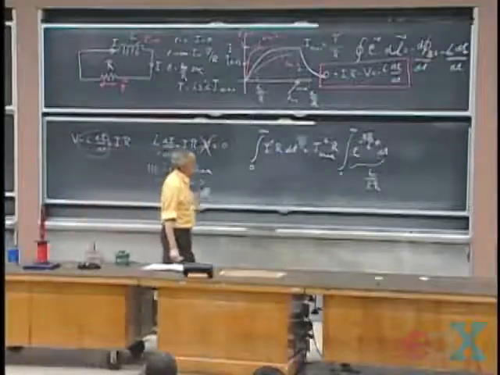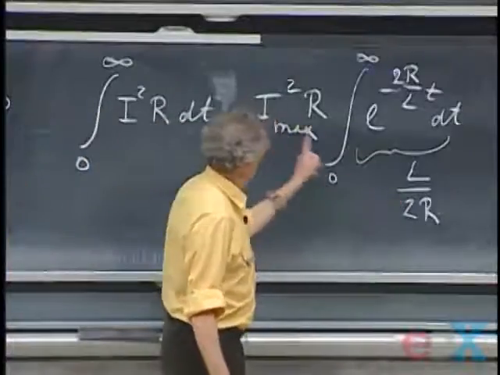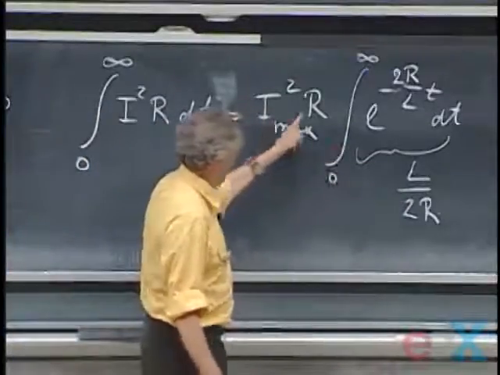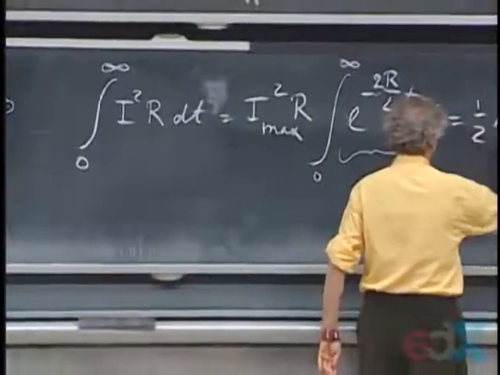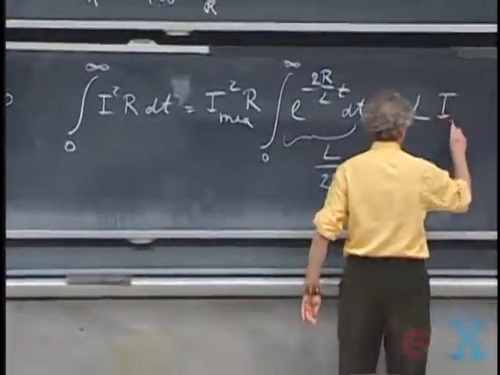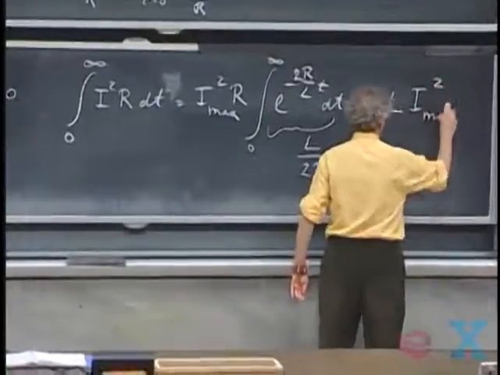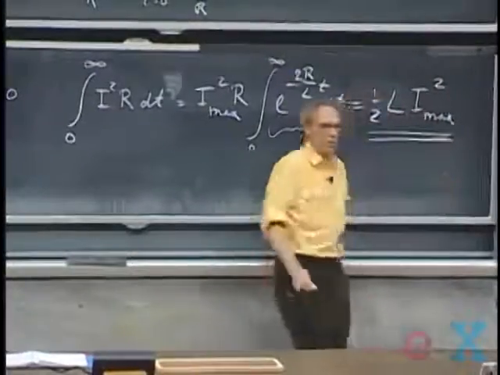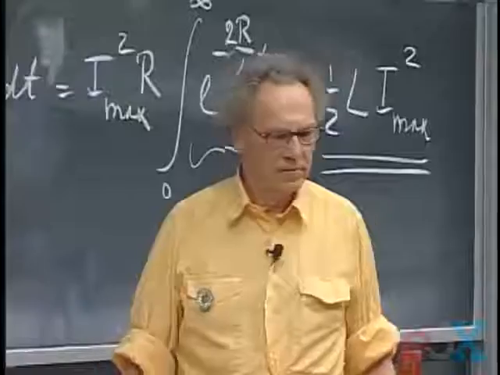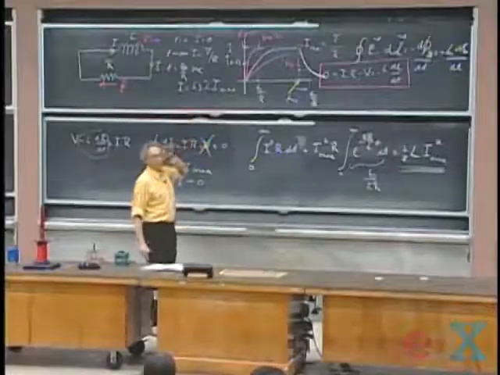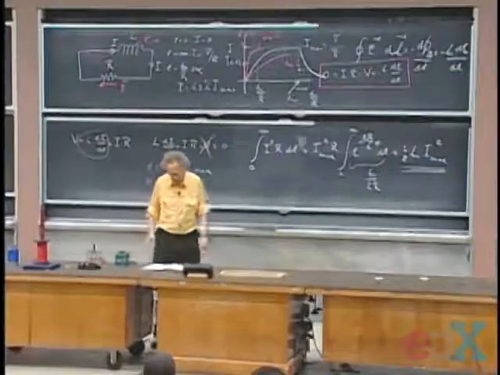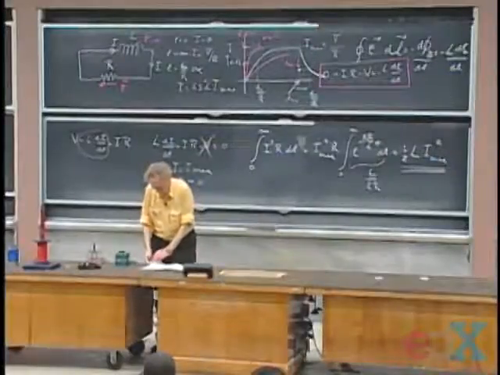And so if now I look at the product of I square maximum R, L divided by 2R, I get 1/2 L times I maximum squared. So this comes out in the form of heat. And I max is then the maximum current that we had when the current was flowing after a long time.